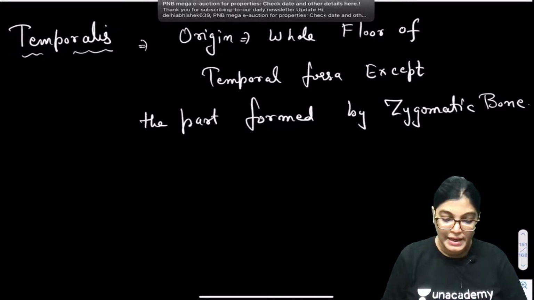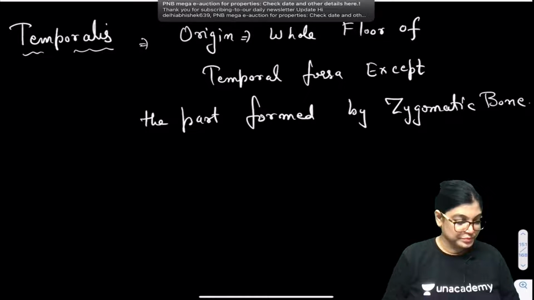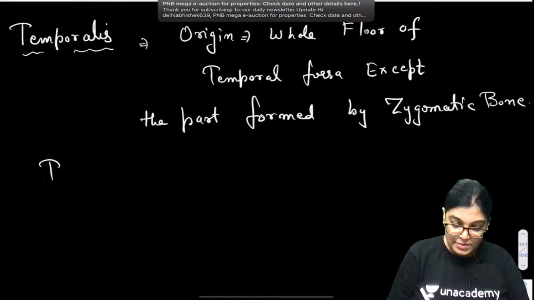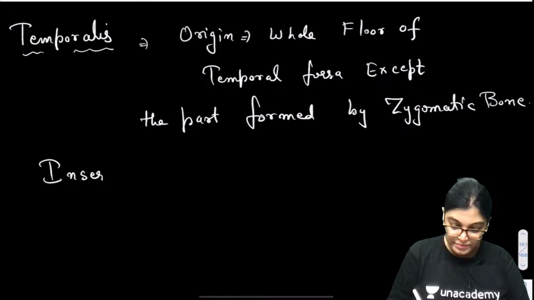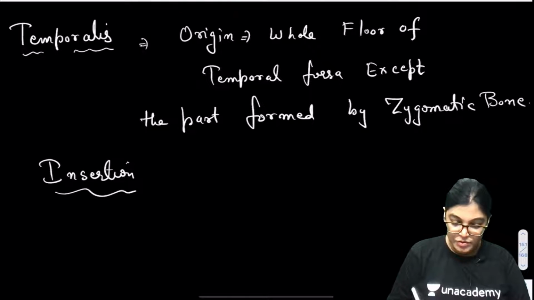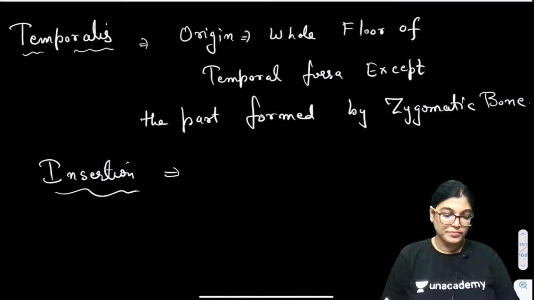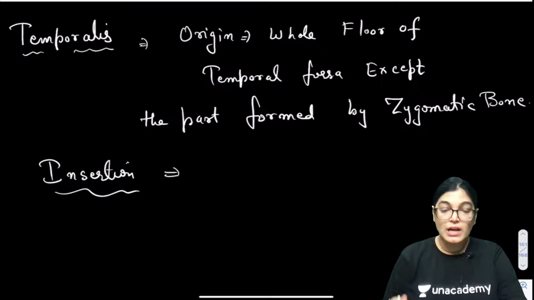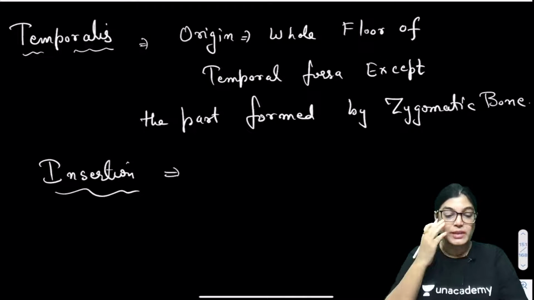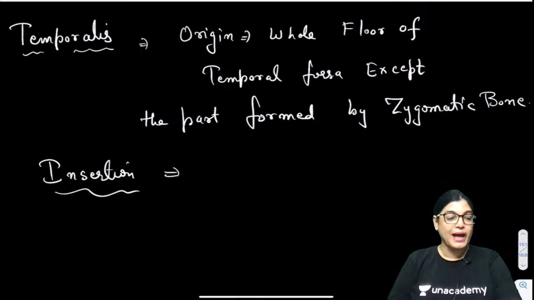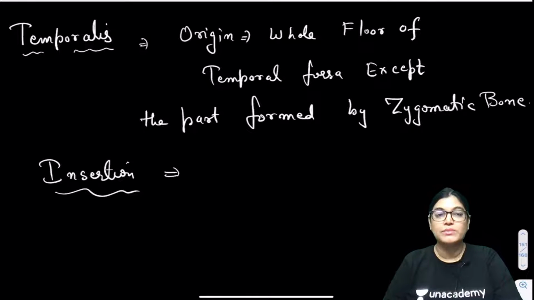Except the part formed by zygomatic bone. Now let's discuss the insertion. When we talk about the insertion, we will see the fibers of the temporalis muscle. You can see it's a fan shaped muscle, so its fibers converge.